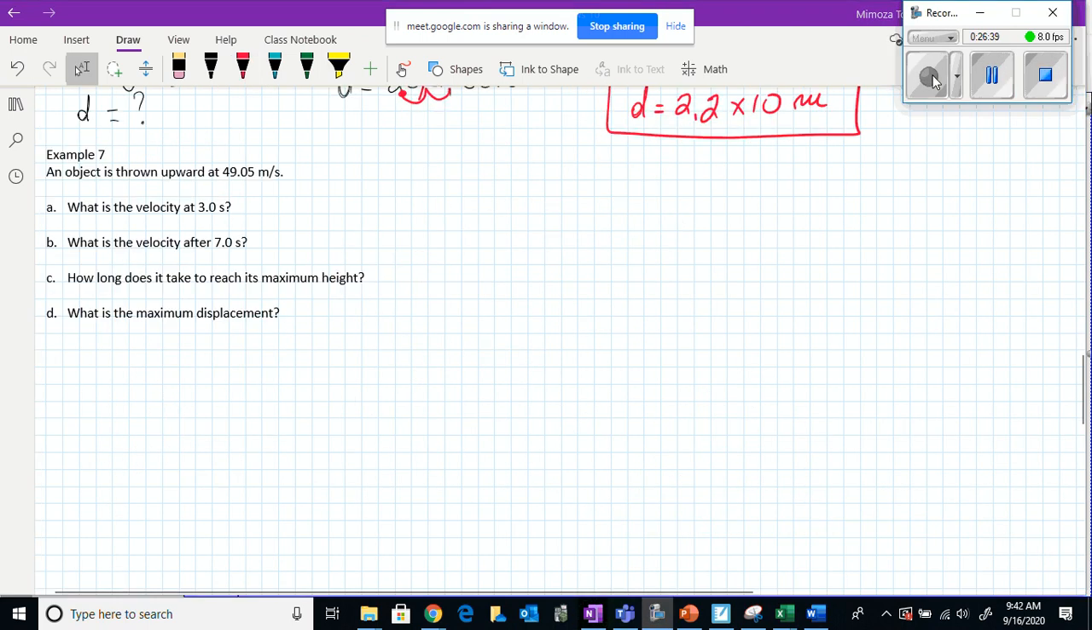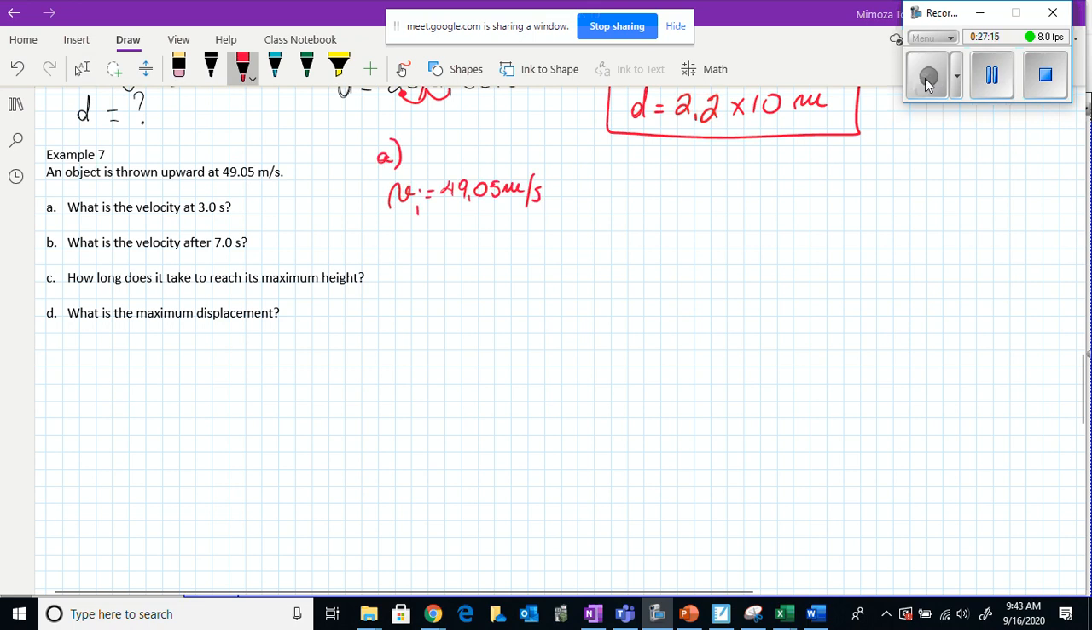And now we have the next example, and this example is an object is thrown upward with a 49.05 meters per second velocity. What is the velocity at 3 seconds? The velocity after 7 seconds, how long does it take to reach the maximum, and what is the maximum displacement? How will you approach this? I want some comments on the chat.